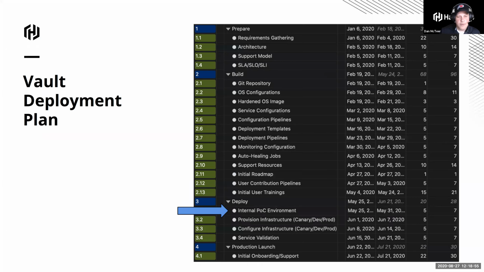Here's kind of where that falls in that deployment plan. Again, that's that initial POC environment, stage environment, dev environment, whatever you want to call it in your particular situation. Get those people on board.